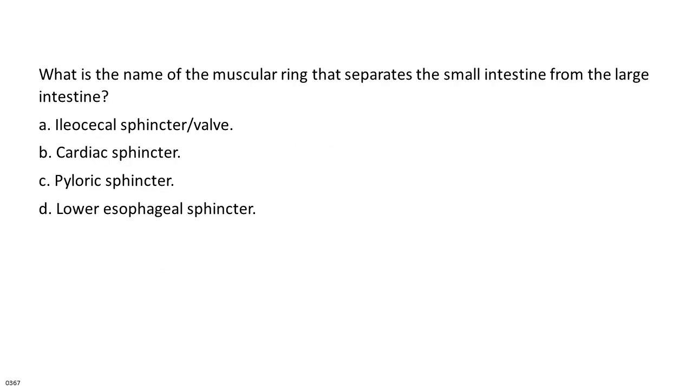What is the name of the muscular ring that separates the small intestine from the large intestine? A. Ileocecal sphincter, valve. B. Cardiac sphincter. C. Pyloric sphincter. D. Lower esophageal sphincter.